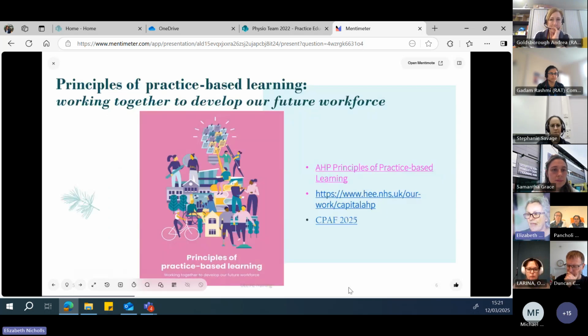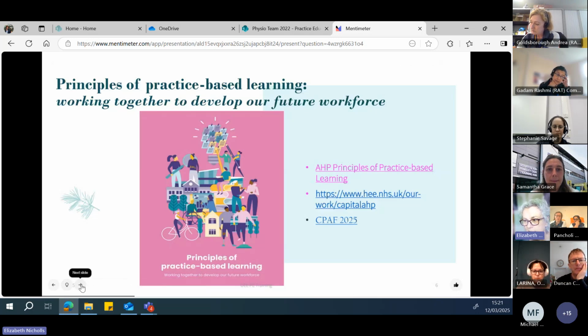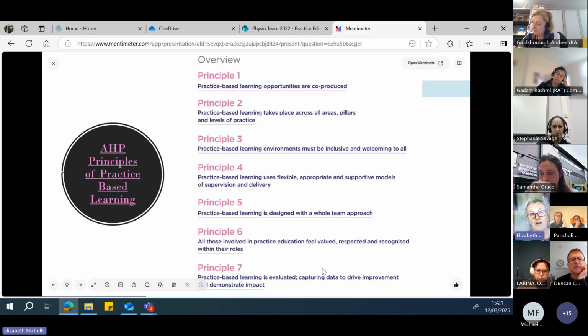What used to be called Health Education England, now called NHS England, have put together this lovely document which outlines what they consider to be the principles of practice-based learning for allied health professions. Essentially there are these 7 principles here, which hopefully the majority of you will think, okay, yeah, I can sign up to that.